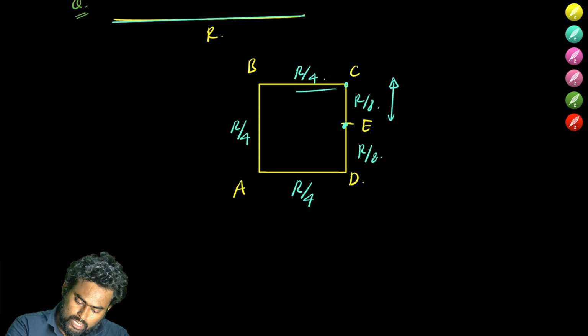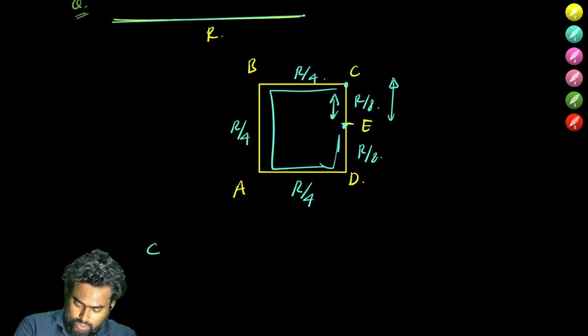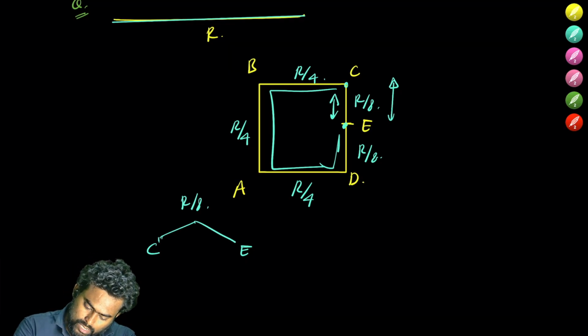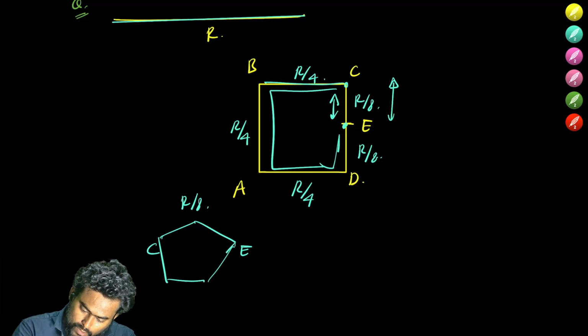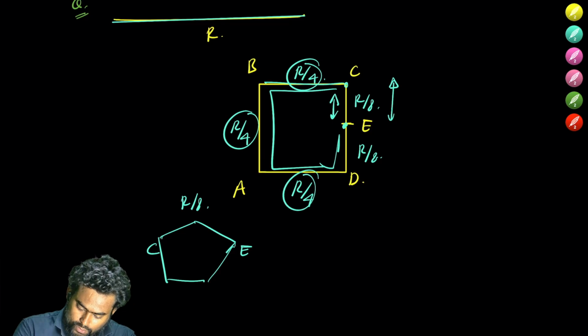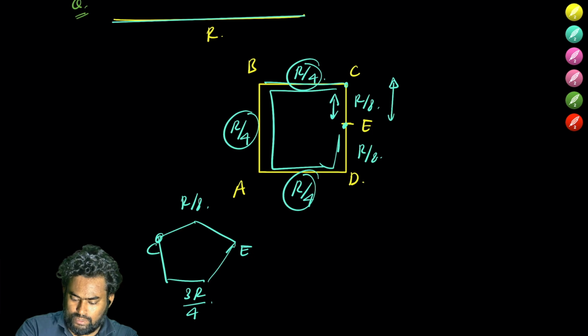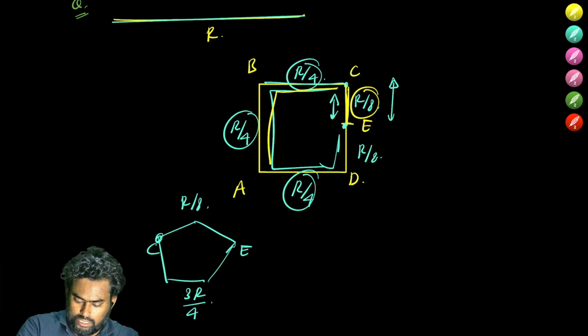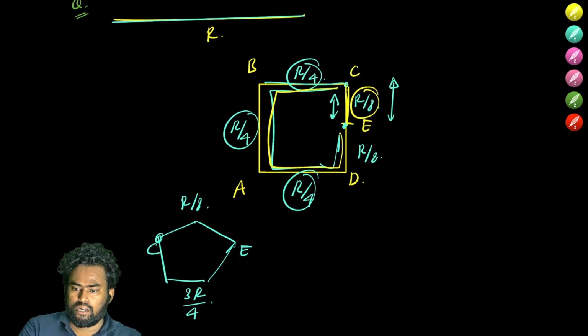Now see C to E. C to E, one branch we have is this complete one, and the other C to E we have one branch and two branch. So C to E, one branch we have R by 8 resistance. Let's see the other branch. From C to E, R by 4, R by 4, R by 4, how much do we have? 3R by 4. So from C to E we have two branches, one directly whose resistance is R by 8, the other in this direction whose resistance is 4R by 3.